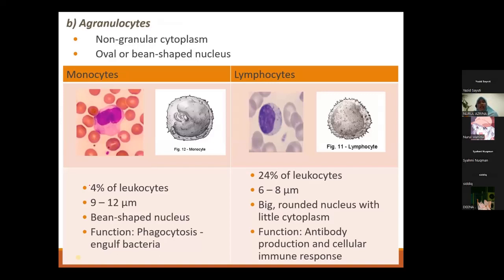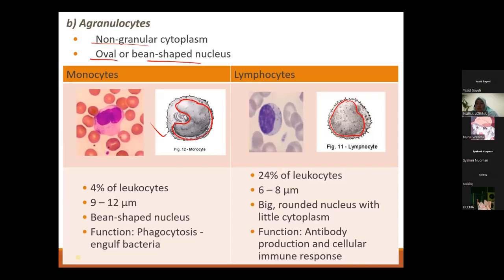Okay. Next is agranulocyte. So agranulocyte has non-granular cytoplasm, right? With an oval or bean-shaped nucleus. So agranulocyte has two types, monocyte and also lymphocyte. So look at here, this is monocyte. The nucleus here is bean-shaped or kidney-shaped, whereas lymphocyte here has a big, almost round or oval nucleus.